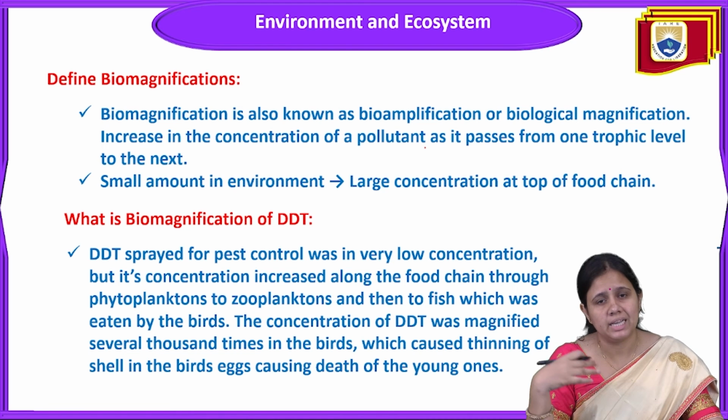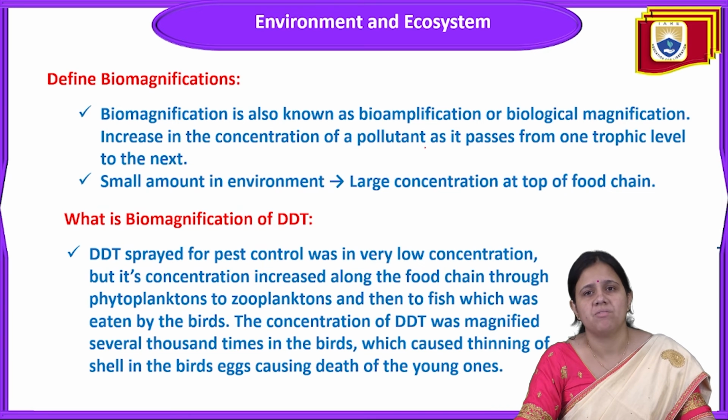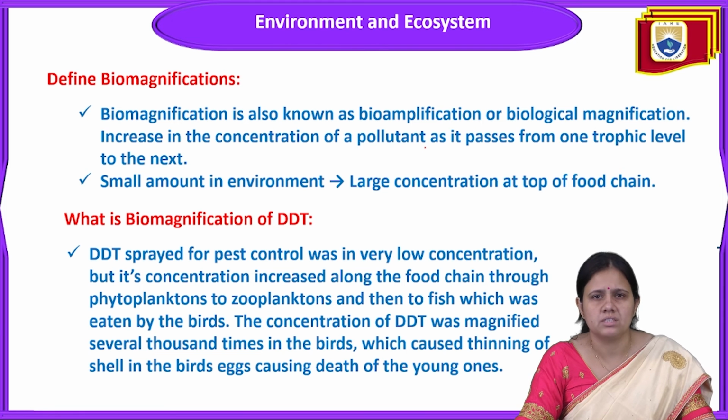That will be automatically increased up to 10 times than a fish body. So this is a very important example for biomagnification: the DDT example. DDT is spread for pest control in a very low concentration, but its concentration increases along the food chain through phytoplankton and zooplankton.